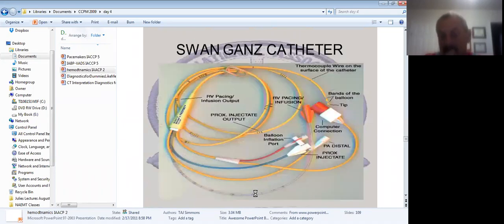This is a picture of one. You can see there's a bunch of different components to them. There's the balloon tip. See that they have bands on them that allow you to measure how deeply they're inserted. This is the PA distal line, the proximal injectate line, the balloon inflation port line, the right ventricular pacing and infusion port line, and then the computer connection, so you can monitor that on your screen.